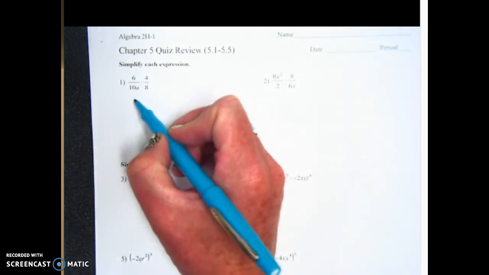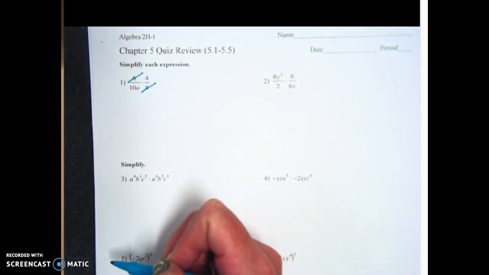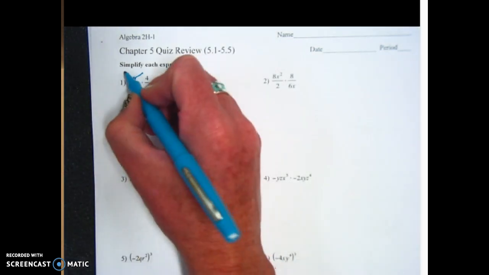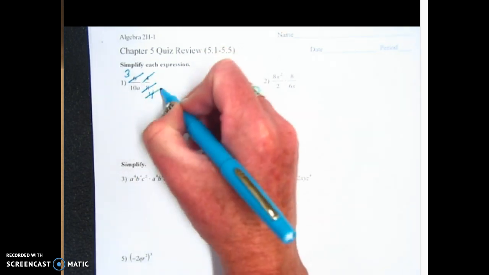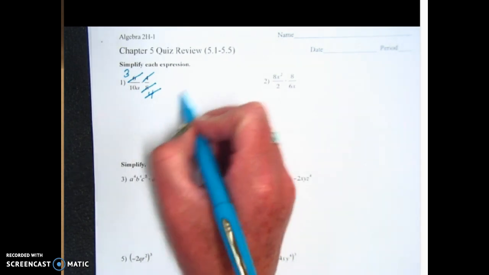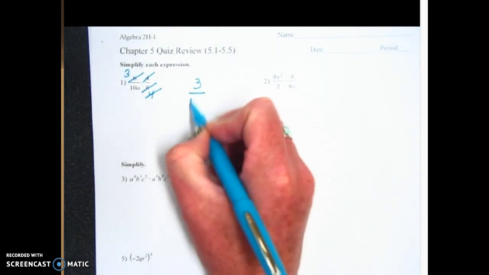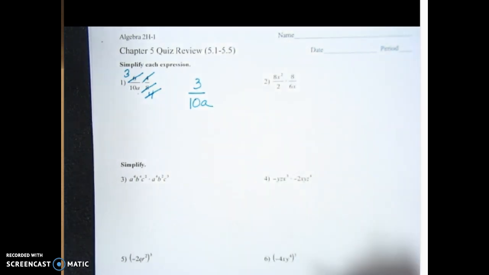Okay, so I'm seeing 6 and 8 are both divisible by 2, so 2 goes into 6 3 times, 2 goes into 8 4 times, then I'm seeing a 4 and a 4, and then all I have left is a 3 and a 10, so I've got 3 over 10, and then the a does not reduce, so 3 over 10a.